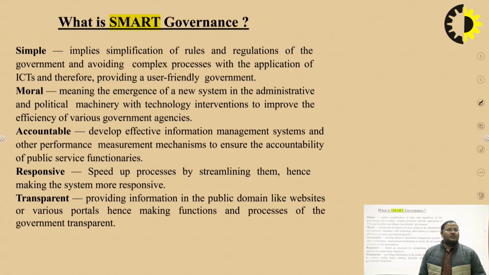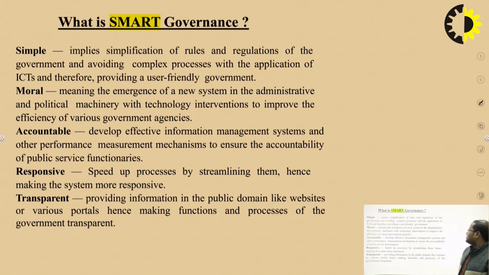Smart governance. It is a very important term used in e-governance, that is, SMART. The meaning of SMART is simple, moral, accountable, responsive, transparent. Here S represents simple, M stands for moral, A stands for accountable, R stands for responsive, and T stands for transparent.